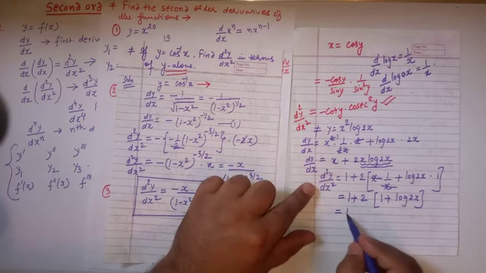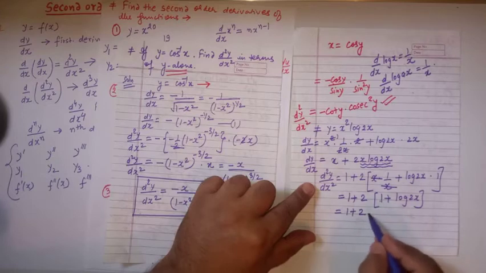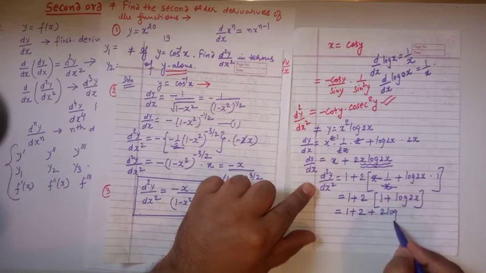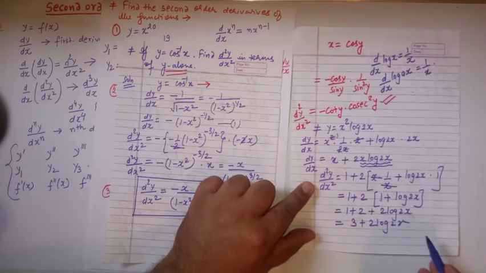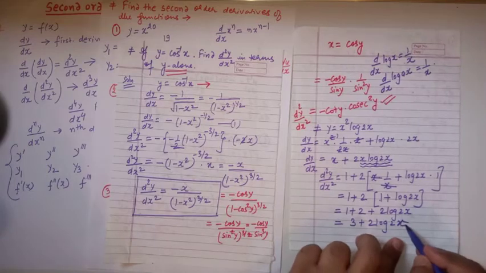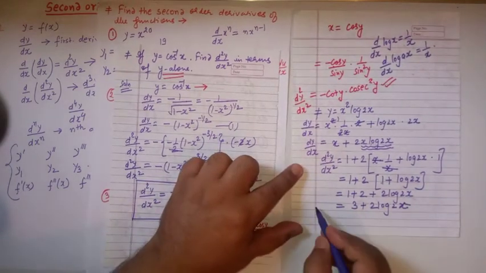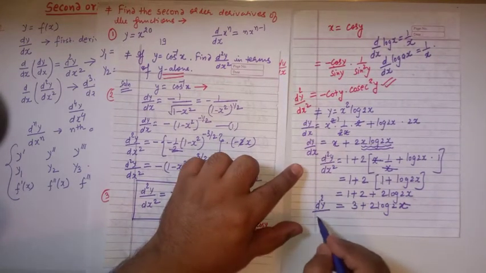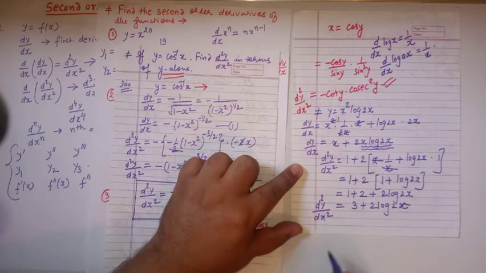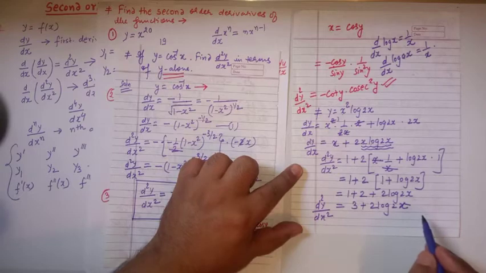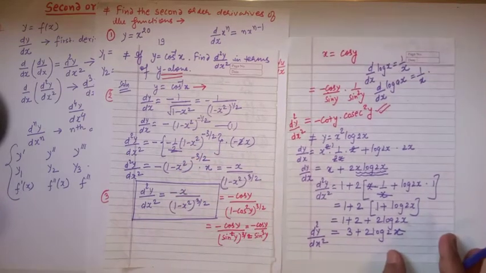So this is 1 plus 2 ones are 2, plus 2 log 2x, so this is 3 plus 2 log 2x, right? So the second derivative of x square log 2x is given by 3 plus 2 log 2x, right?